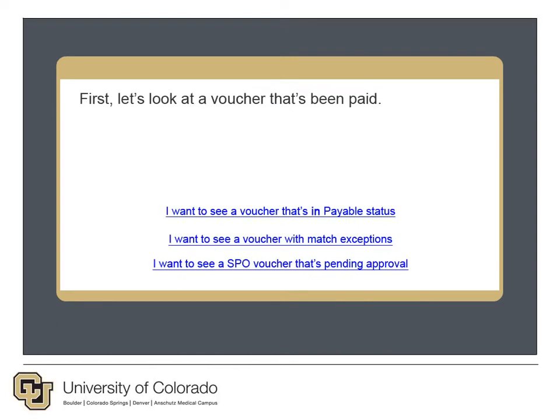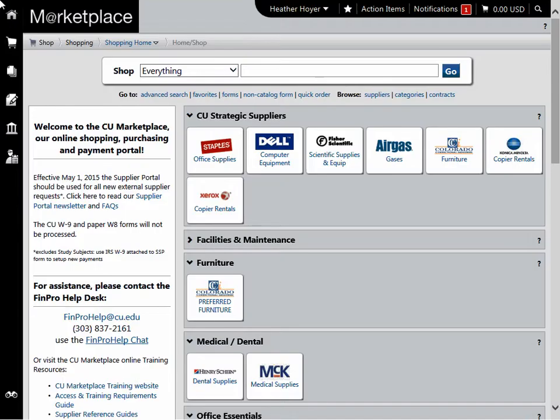First, let's look at a voucher that's been paid. If you would like to see a different example, use the links at the bottom of this screen. Begin by accessing CU Marketplace from your campus portal. Then, locate the voucher. In this example, let's search for all vouchers for Staples for a specific speed type. We'll use the document search for this.